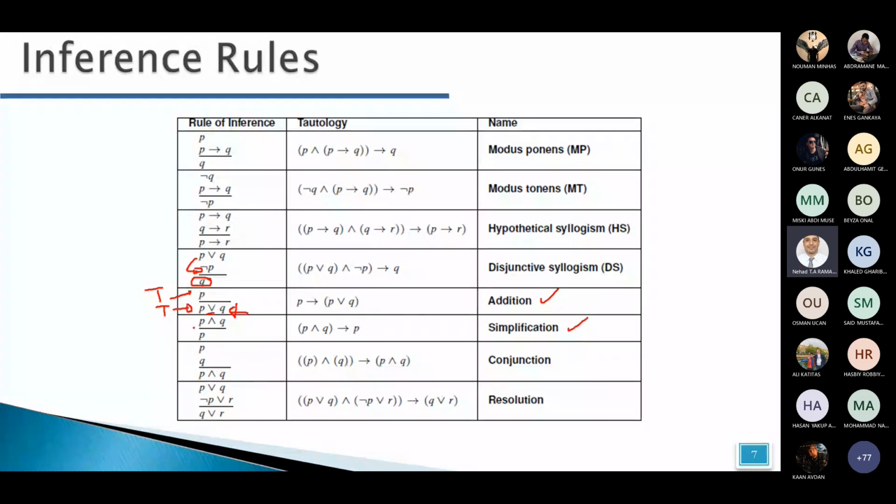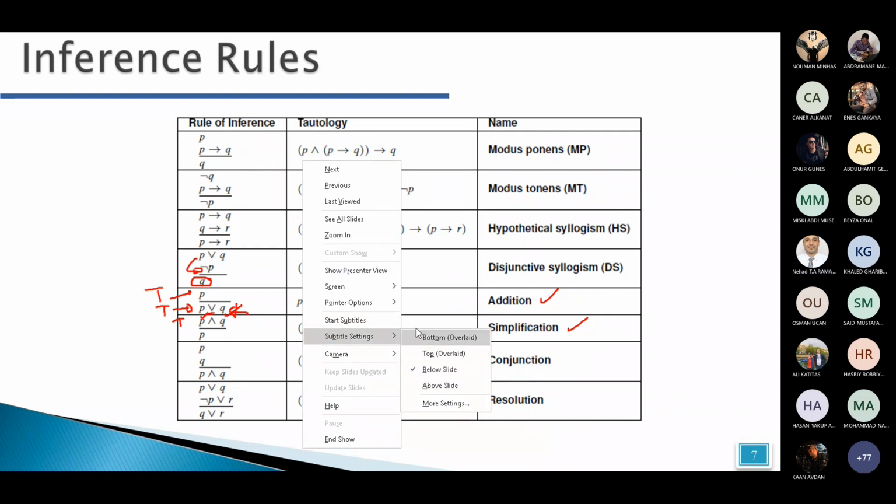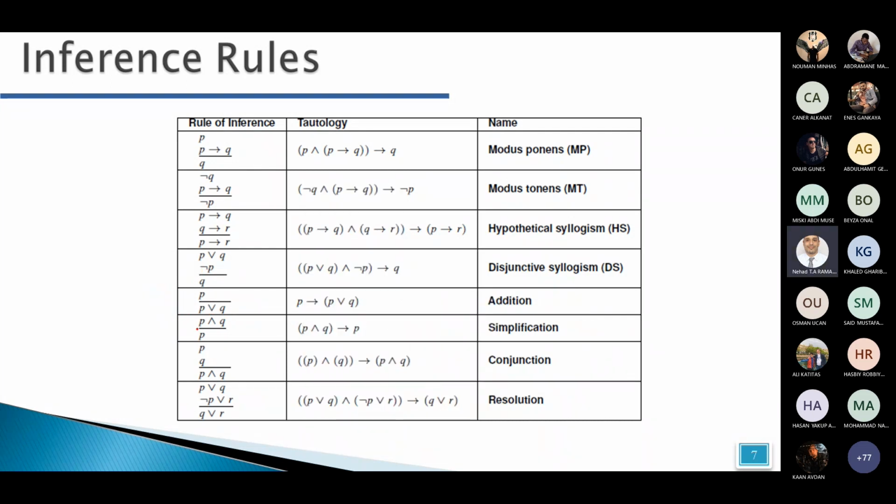Simplification. If P and Q, of course, it gives us P as true, because for this statement to be true, this means P true, Q true. So the rule says P and Q give us P. Also, P and Q give us Q. So it can give us P, it can give us Q. This is the simplification rule.